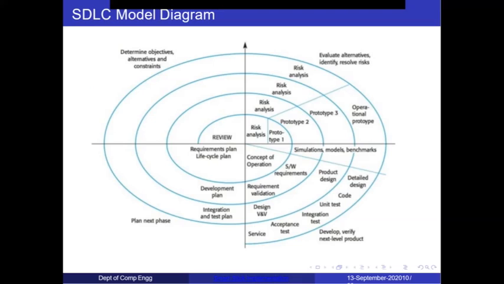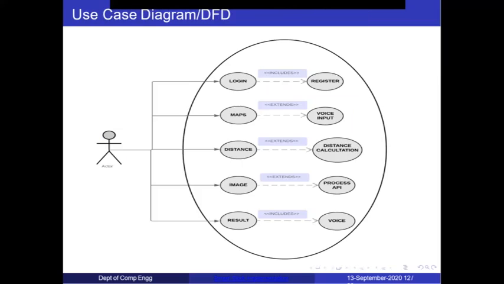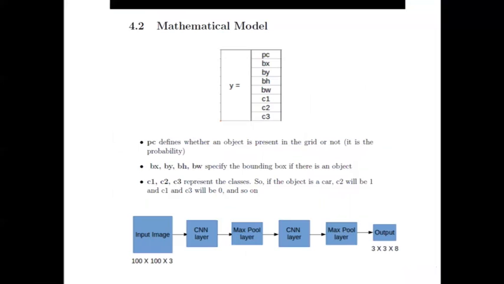For the SDLC model, we are using the spiral model. These are the use cases, the different cases we considered: how the login and register will work, how the system in the phone will be done, and the calculation of the distance between the object and the user, and the collision. All this we are going to do, and maps and voice input are the future scope.